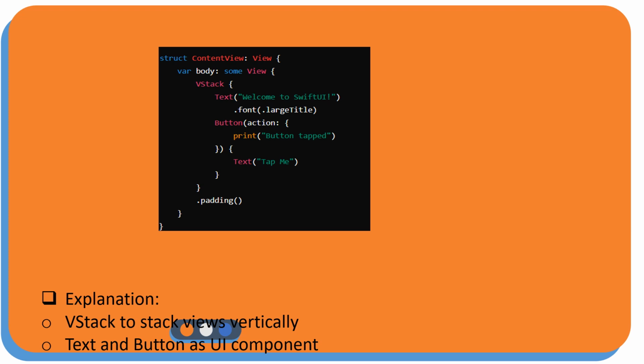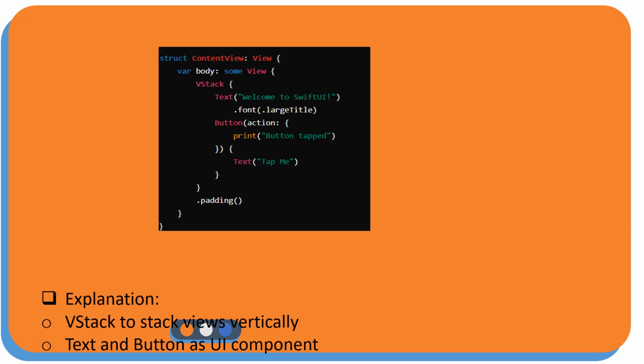Importing SwiftUI: at the top, we import the SwiftUI framework, import SwiftUI. This gives us access to all the components and tools SwiftUI offers. Defining the view: next, we define our main view structure, ContentView, which conforms to the View protocol. Inside this structure, we declare a state variable to hold the user's name: @State private var name: String.